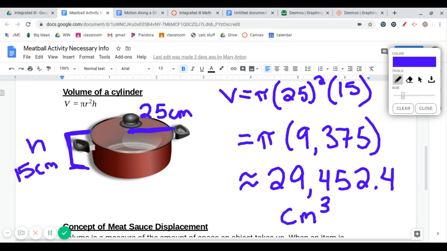Now to find the height of, say, sauce in a pan, the height would be whatever the height is in the pan. So that's how you find the volume of a cylinder, which for you in this activity will be the volume of the remaining distance in your pot.